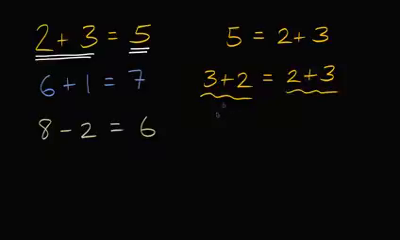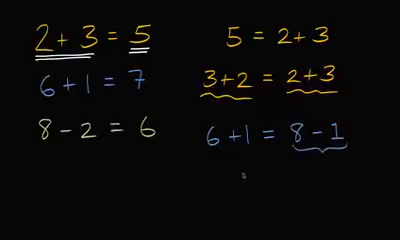You could even mix addition and subtraction. You could write that 6 plus 1 is the same thing, is equal to 8 minus 1. They are the same amount, the same quantity. What is 6 plus 1? Well, that's 7. What's 8 minus 1? Well, that is 7. So the equal sign does not mean just give me the answer or just add the numbers or subtract the numbers. An equal sign is saying that what's on the left-hand side is the same amount as what's on the right-hand side.